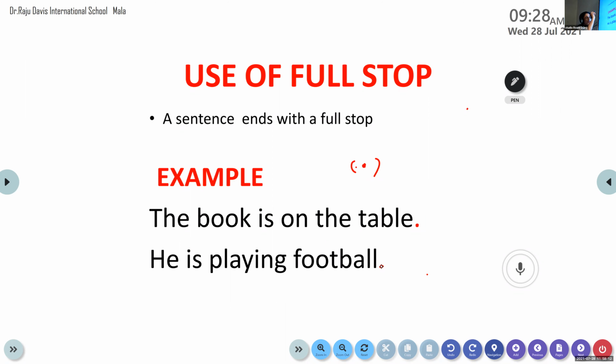The book is on the table. Place a dot at the end of the sentence. This dot is called a full stop. We have to place a dot at the end of the sentence to show that the sentence is over. He is playing football. Similarly, place a dot at the end of the sentence to show that the sentence is over. Clear? So we have learned about the capital letter and also the full stop. We know where to use the capital letters and also the full stop.